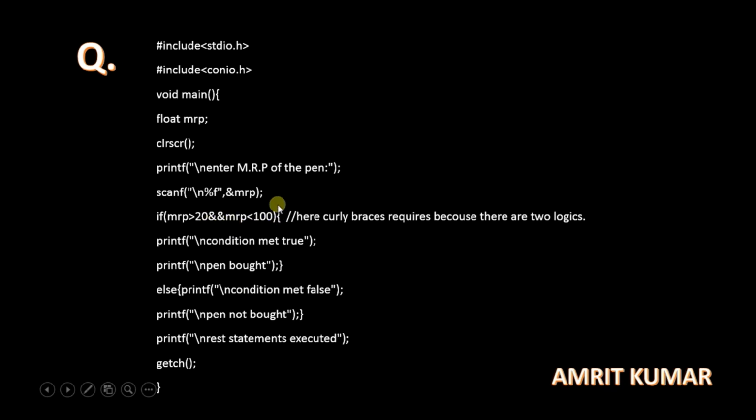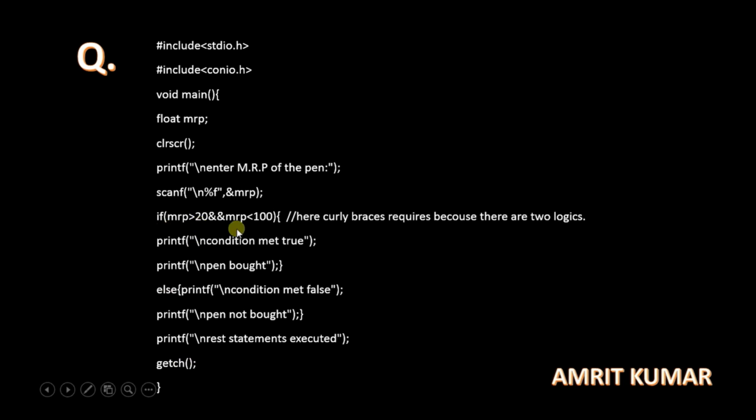Okay, after that I have opened the curly braces, and in that I have used the printf function, condition made true and pen bound. So therefore this is going to be executed, then after that I closed the curly braces here. And in the else part we are printing the condition made false and pen not bound. So the rest statement executed. Therefore we can say else part is going to be executed.